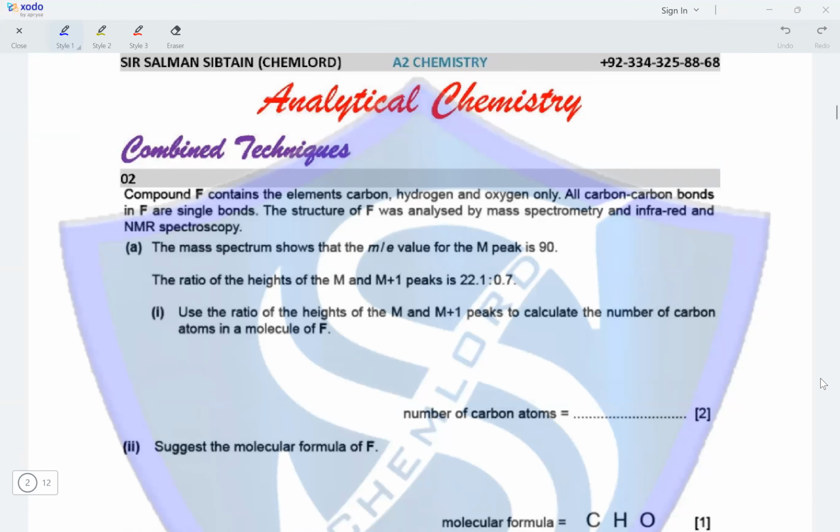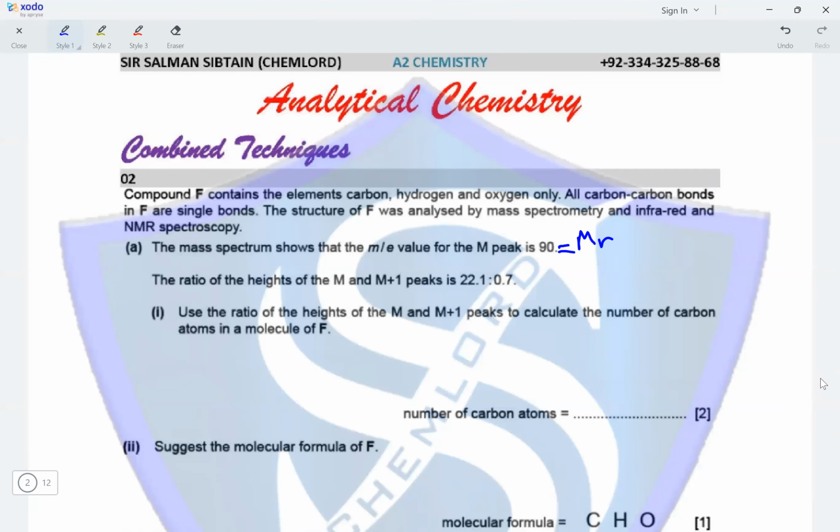Question 2. Compound F contains the elements carbon, hydrogen, and oxygen only. All carbon-carbon bonds in F are single bonds. The structure of F was analyzed by mass spectrometry and infrared and NMR spectroscopy. The mass spectrum shows that the m/e value of the M peak is 90, which means the Mr of this compound is 90. The ratio of the heights of the M and M plus 1 peaks is 22.1 to 0.7.